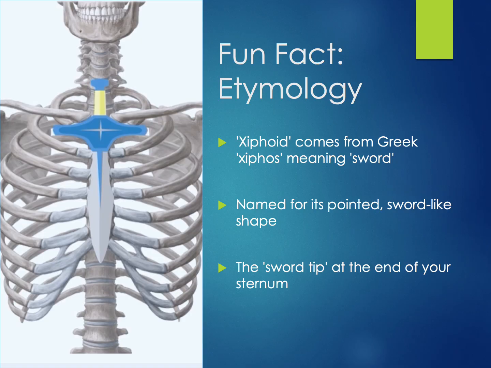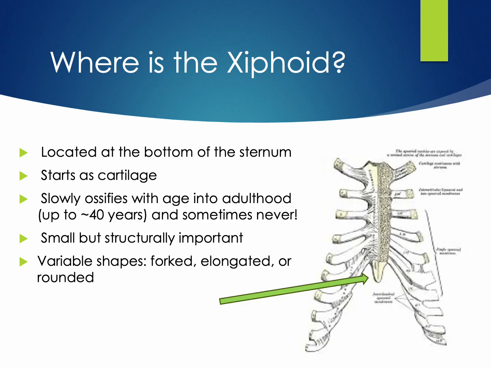Okay, fun fact. The xiphoid process, which is at the very bottom of the sternum, which is below the manubrium and the mediastinum area. The xiphoid comes from the Greek word xiphos, meaning sword, and it's named for its pointed sword-like shape, and the sword tip is at the end of your sternum. There you can see it.